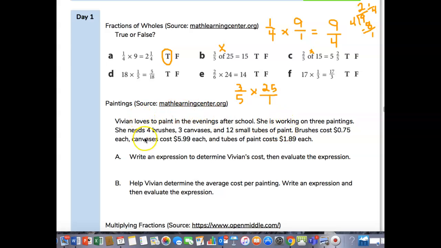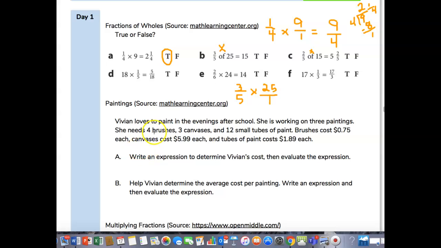All right, let's look down here at this one. Vivian loves to paint in the evenings after school. She is working on 3 paintings. She needs 4 brushes, 3 canvases, and 12 small tubes of paint. Brushes cost 75 cents each, canvases cost $5.99 each, and tubes of paint cost $1.89 each. Write an expression to determine Vivian's cost, then evaluate the expression.